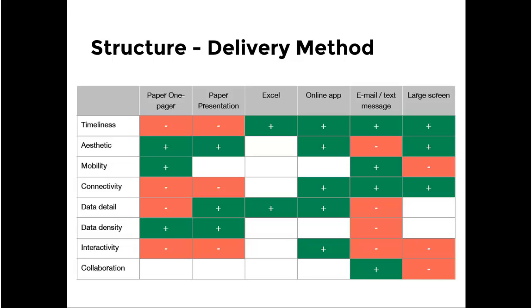But the problem is a lot of times they take time to create, so they're not very timely. Sometimes they're difficult to move around. They're definitely not interactive. And you can see here some other characteristics of maybe a paper presentation. It has a lot of the same weaknesses as a one-pager, but you can certainly go into more detail. Excel can be done timely with a tremendous amount of detail. Online apps you can see have a lot of value in terms of timeliness, connectivity, data detail, and interactivity. And the emails and large screen data sometimes serve other purposes as well.